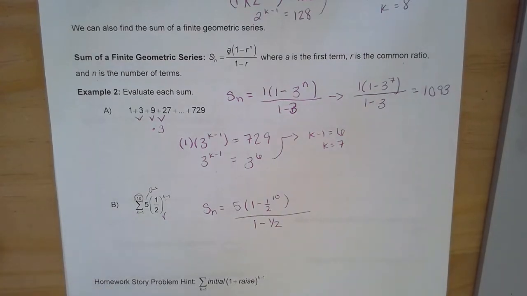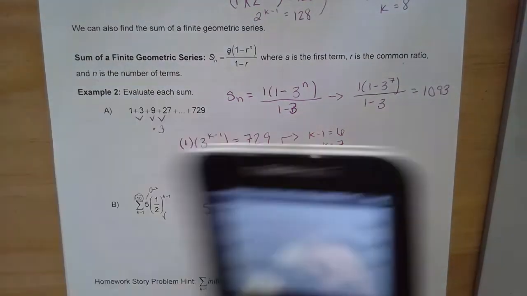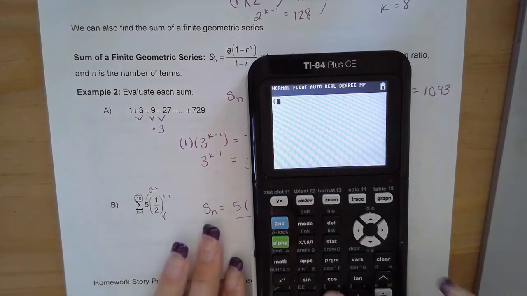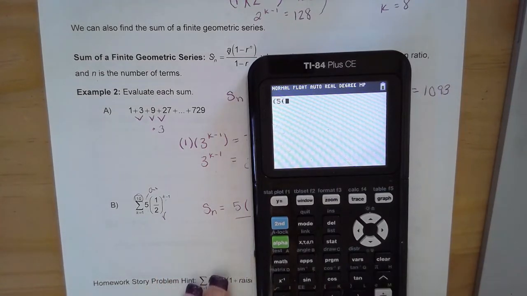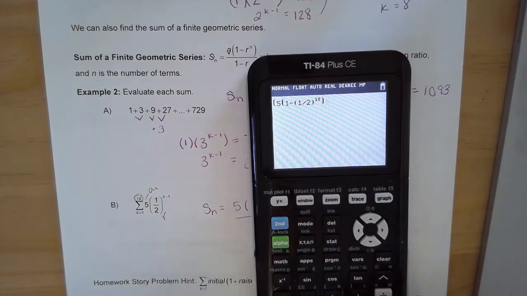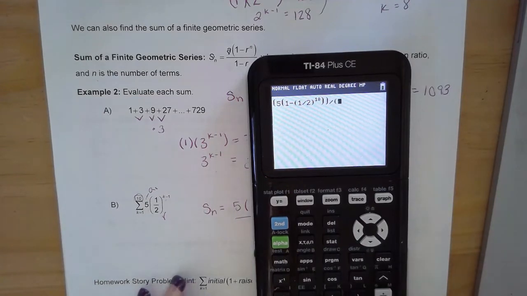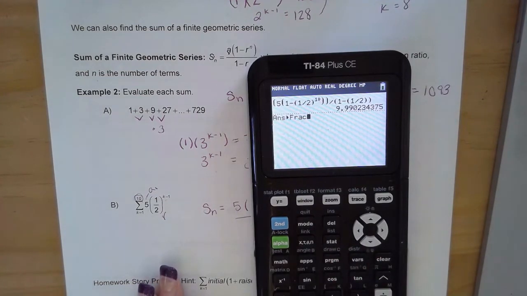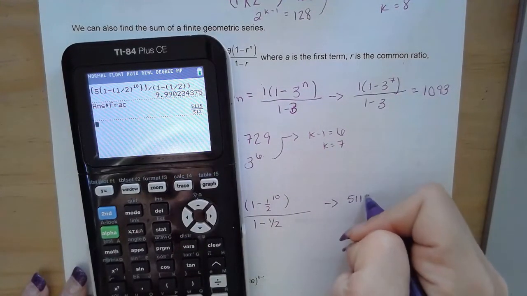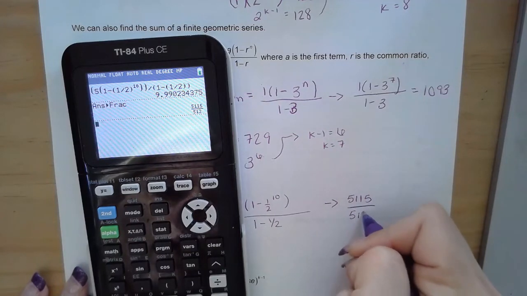Now when you put this in your calculator, make sure that you use parentheses. I'm going to show you on my calculator right now. With my numerator, I want to put an extra set of parentheses. So I'm going to say parentheses 5 times parentheses 1 minus r to the 10. So that is the numerator, divided by 1 minus 1/2, and enter. Now it's this weird decimal, right? But we want it exact, so make sure you go math, enter, enter, and we get 5,115 over 512.